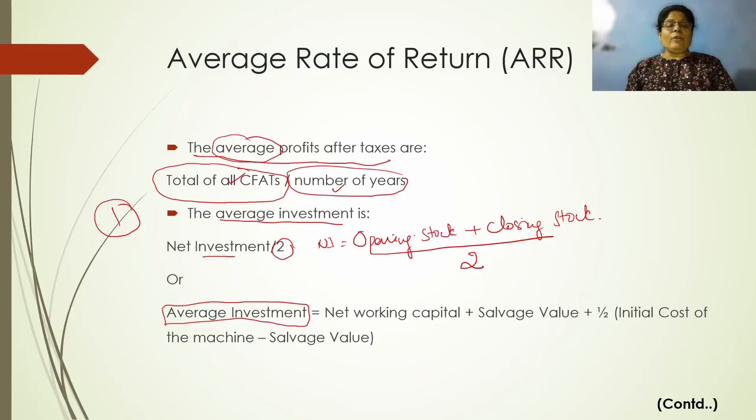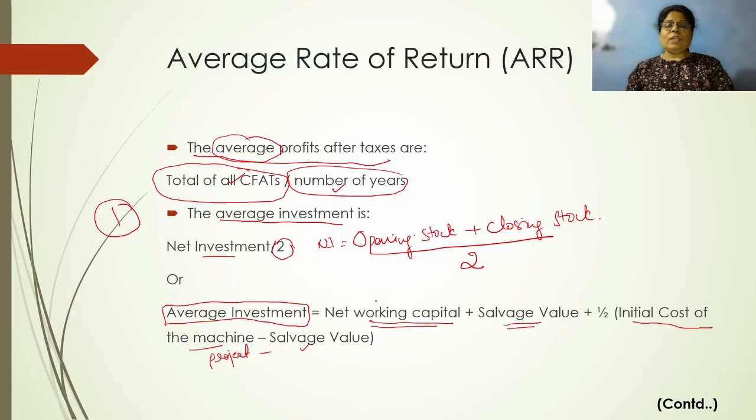Which formula you are going to use depends on the data provided to you or data available to you. So if average investment is to be calculated using working capital, for example, if they have also mentioned the net working capital and the salvage value, then you can apply this formula. That is net working capital plus salvage value plus half into initial cost of the machine or the project, initial cost of the project minus salvage value.